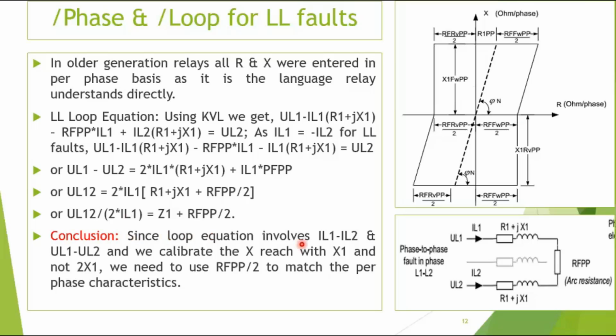Since the loop equation involves IL1 minus IL2, the phasor difference in the phase currents, and UL1 minus UL2, the phasor difference between the phase voltages, we calibrate the X reach with X1 and not 2X1. We need to use RFPP divided by 2 to match the per phase characteristic. So in a per phase characteristic, the loop impedance of a phase to phase gets divided by 2 to keep matters okay.